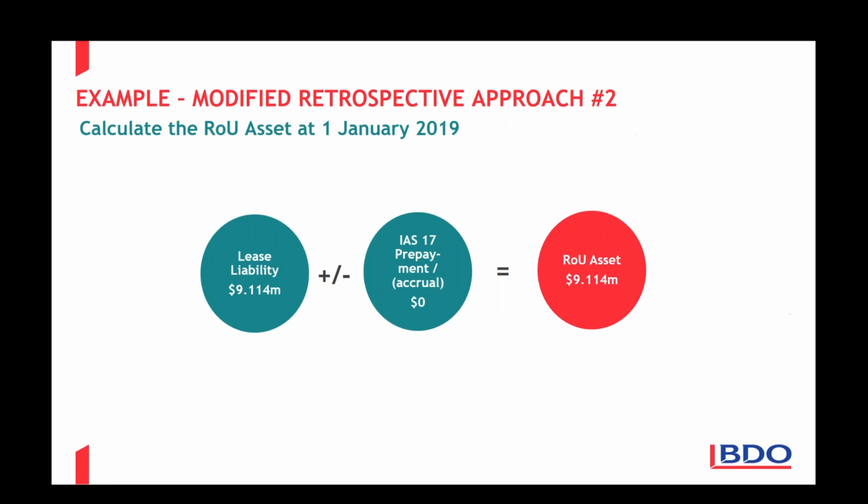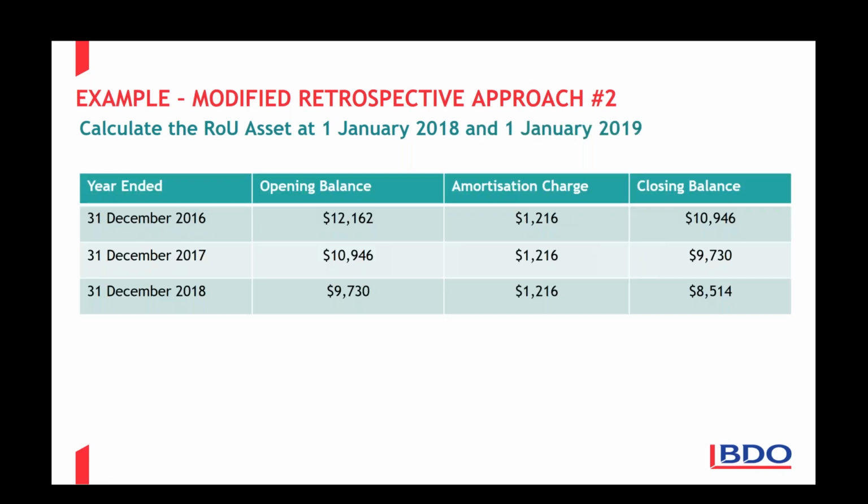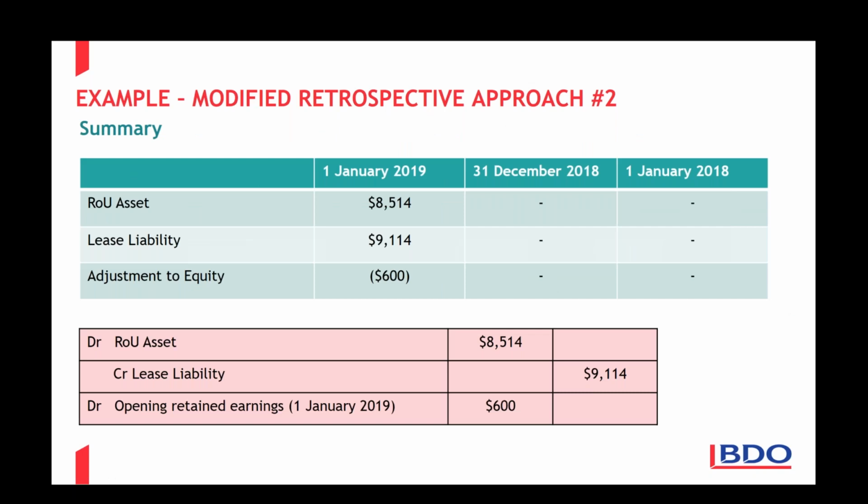So this slide is just showing you the contrast between the two. So the summary here is, if you look at modified retrospective approach 2, there's a lot of calculations, and you end up with a right of use asset 8514. You end up with a lease liability, the 9114. Remember, the lease liability is a forward-looking calc, similar to what we did for modified retrospective approach number 1. So I just want to show you that.